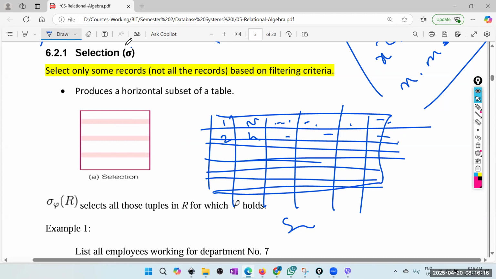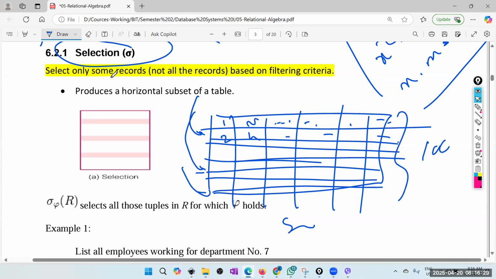So what is meant by the selection operation? Sigma. We select only some records. Maybe there are 100 records, but after the selection, we get only maybe one, or 10, or 5 records. That operation is called selection. That means we take only some records based on a logic or condition.